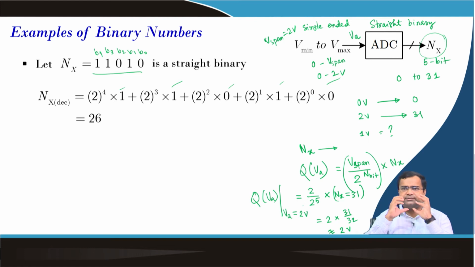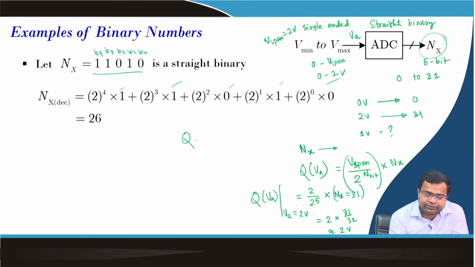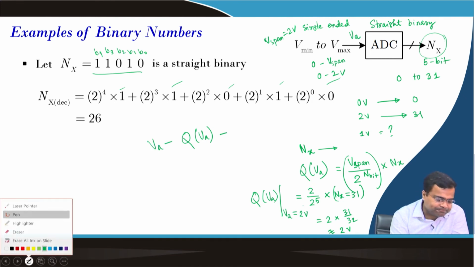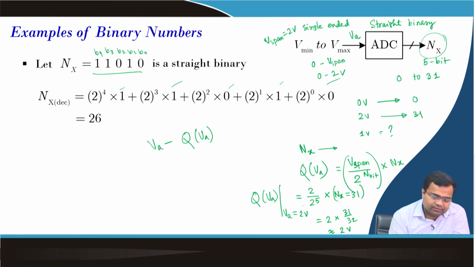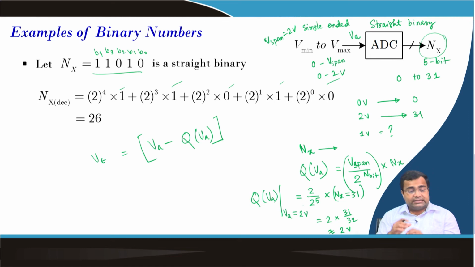So, that means the quantized voltage level is different from the actual voltage level, and the difference between the quantized voltage level and the actual voltage level is what we call the error voltage. This error can be large if the bit size is small, because the resolution will be poor. If the bit size increases, then this error can be reduced.